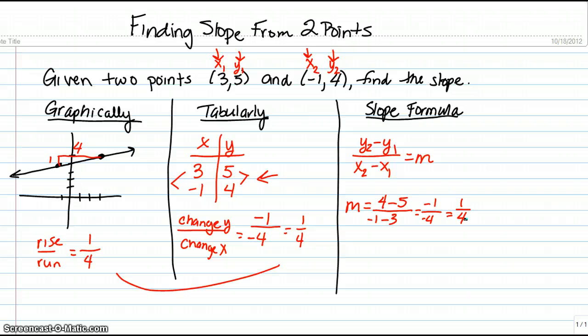So these 3 methods are all very much the same. One is just a visual method. Another is when the points are listed in a table, and the other is just a flat formula. We have to know how to do it all 3 ways. So the slope for this problem is 1/4.